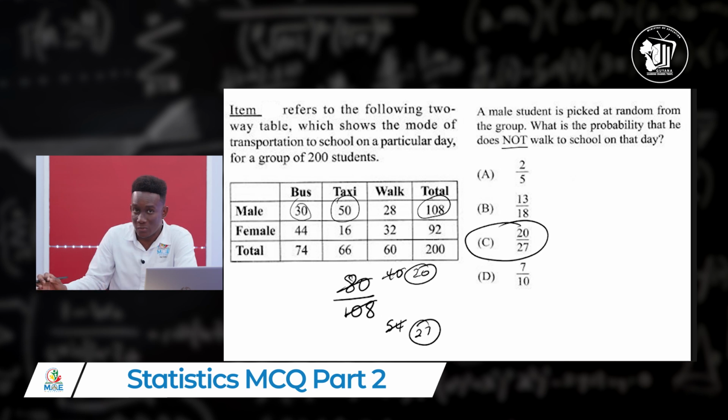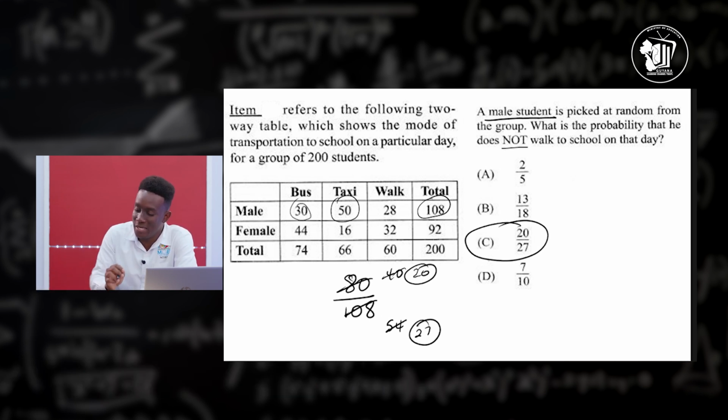So we need to be careful with this question. They said a male student is chosen at random. So because they said male, we know the total number of possibilities would be 108. All right, if they had said a student is chosen at random, then is when we will use this 200 here.